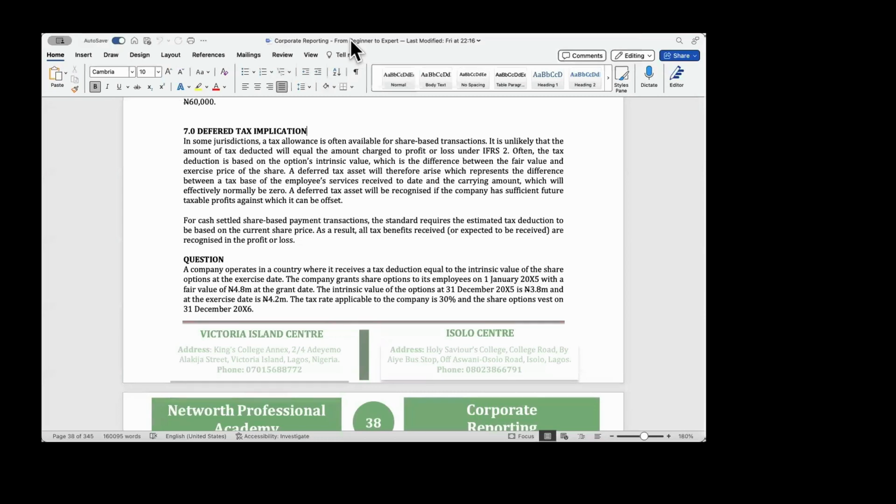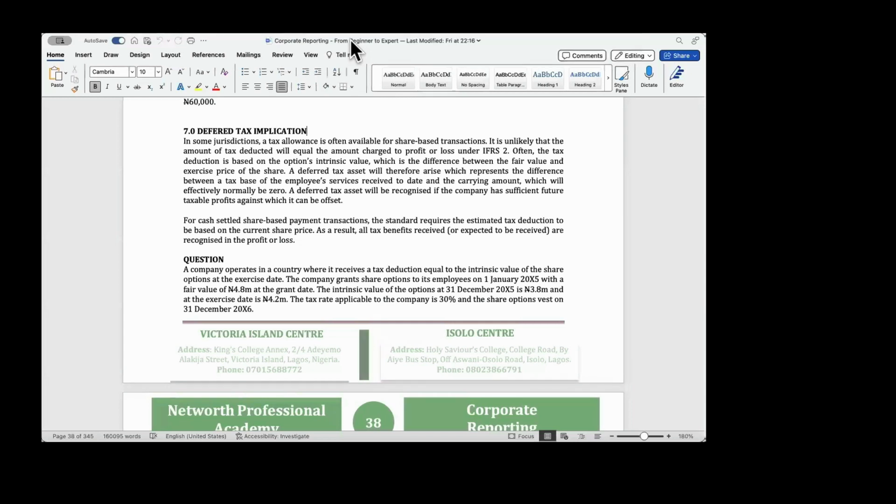That measures it at the fair value of the share option at the grant date, or, for cash settled, the fair value of the share option at each reporting period. The taxman does not like fair value. He dislikes it, so he will not deal with that. He will want to know what the cash flow was. How much did the employee pay eventually? How much did he pay? And that is what the taxman will allow.